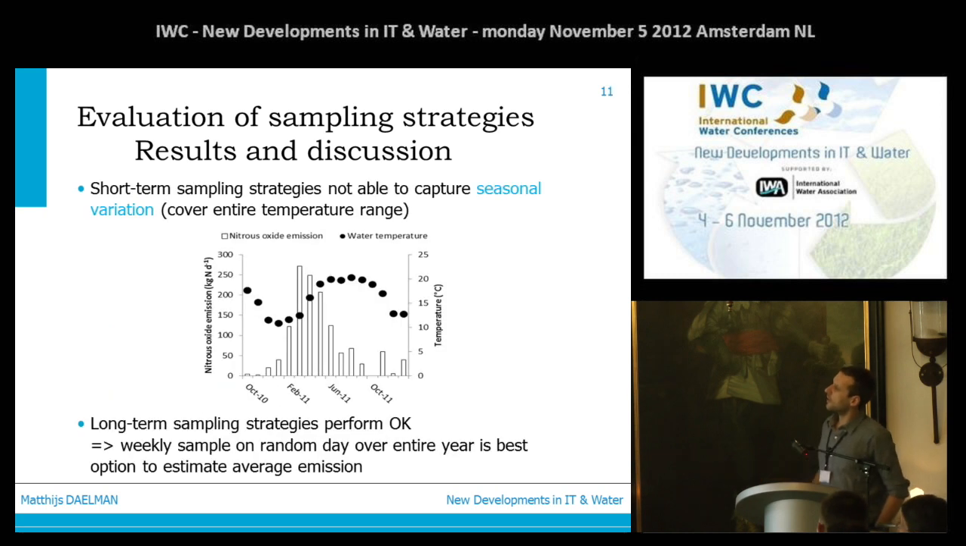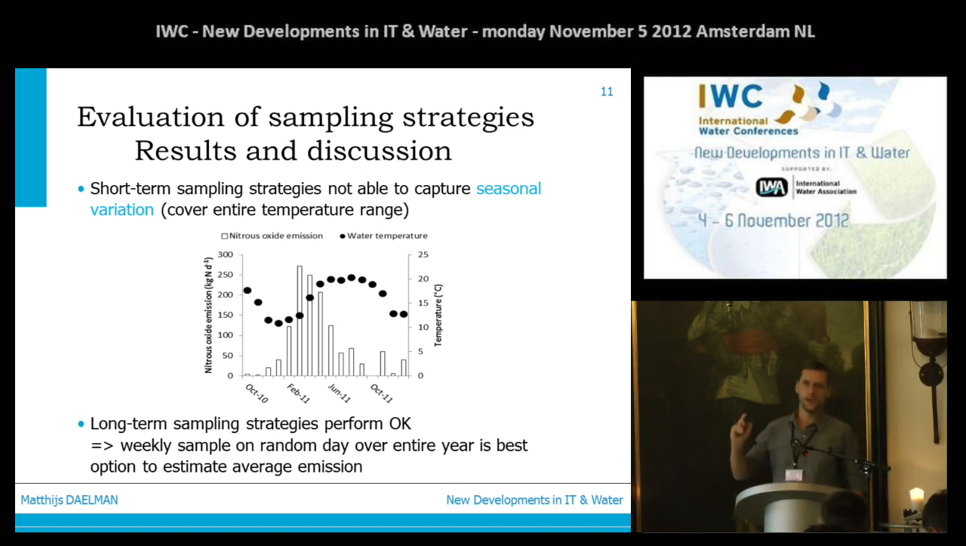That's because, if you take a look at this graph, you can see there is a lot of seasonal variability. The bars indicate the emission and the dots are the temperature. In fact, temperature is the only external variable governing all the other variables on a plant. So if you want to sample nitrous oxide emission, there's probably a high chance that nitrous oxide emission has about the same variability as your temperature. So you have to cover the entire range of temperature that you expect to encounter. So you have to measure for long term, in this case more than 1 year. So long-term sampling strategies perform okay if you want to know the overall nitrous oxide emission.